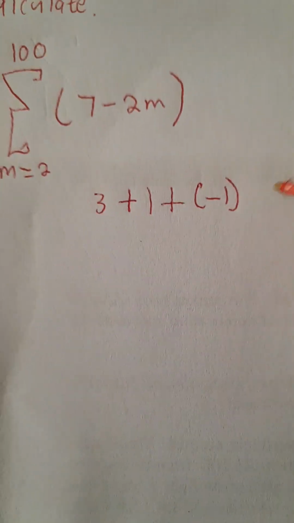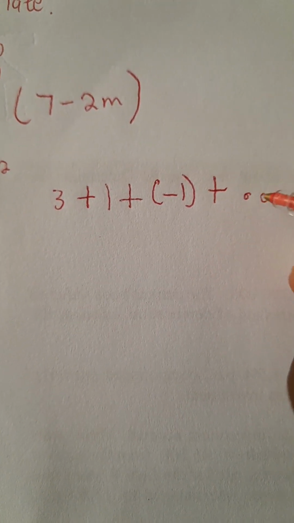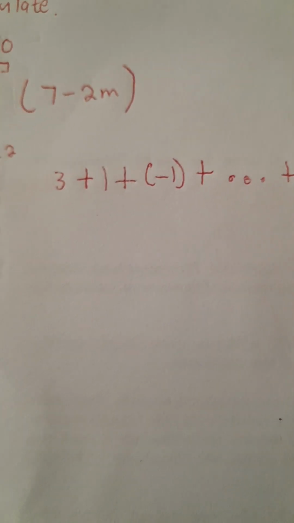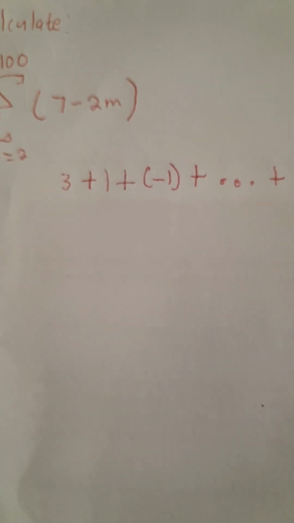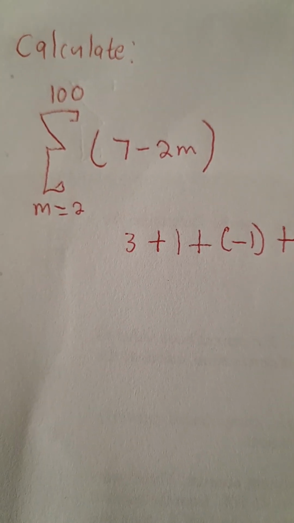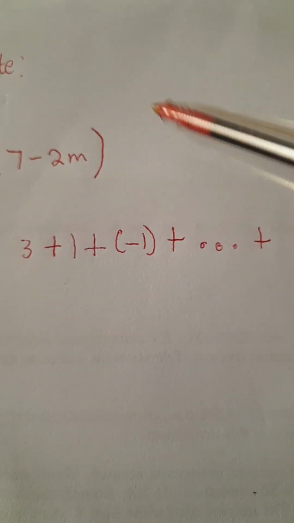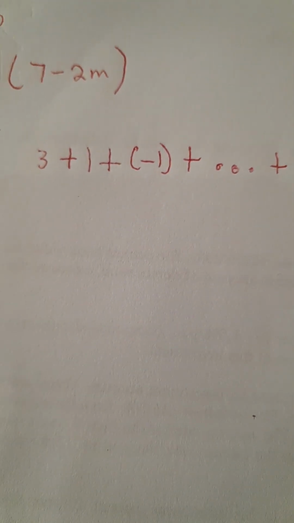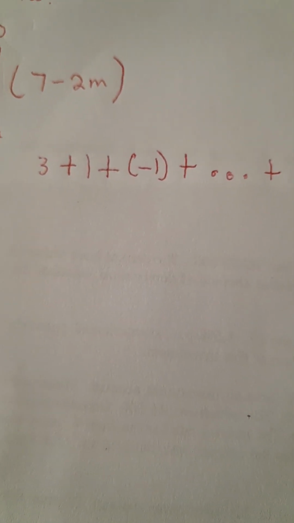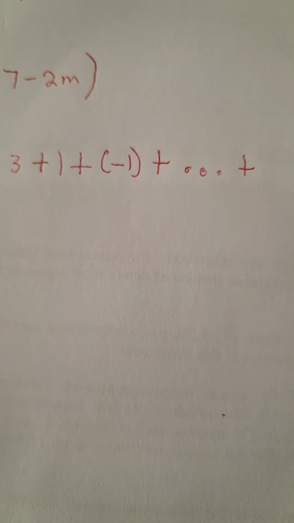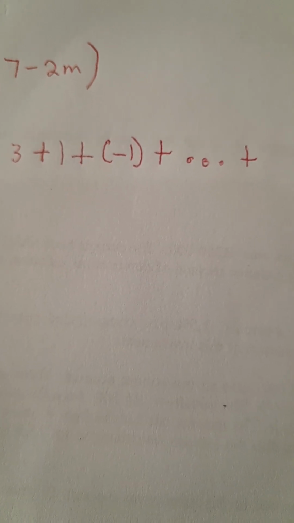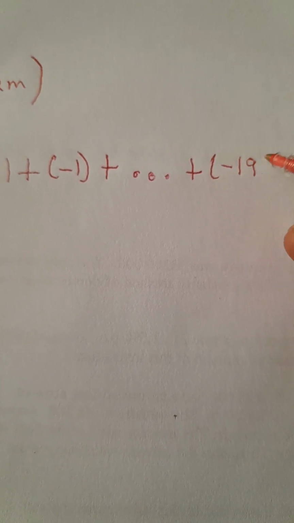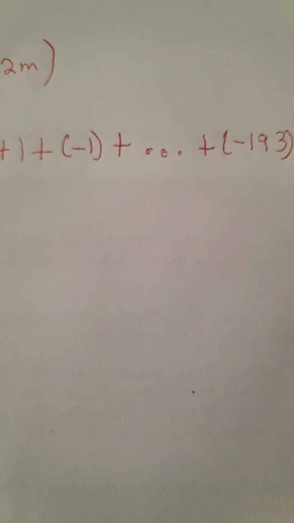Okay? So to make things easier, let's find the last term. We can place the last term, or you can use the other alternative. To make things easier in this manner, this is what I will do. Just take 100 and plug it here. That will be 7 minus 2, open the bracket, times 100, that will be negative 193. Then we shall place negative 193. So this is our last term.